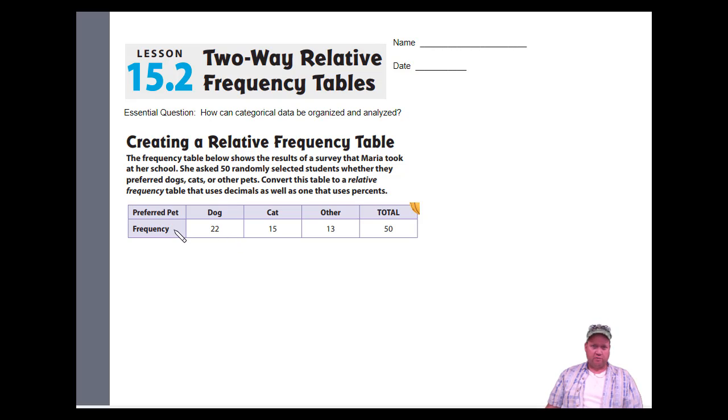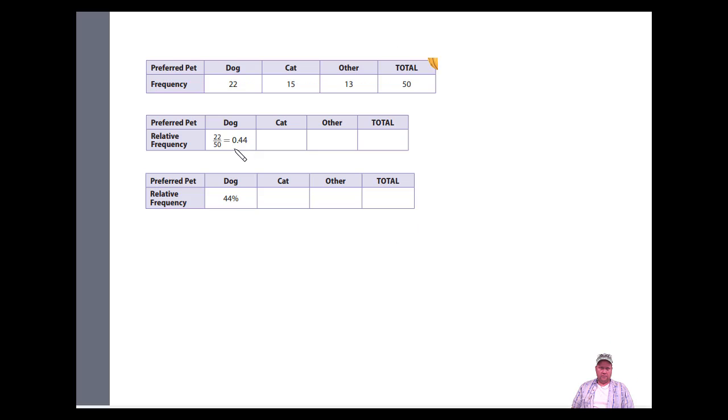For example, in this first problem, you can see that it looks like we've asked a total of 50 people. And just by looking at the columns, I can see that we asked those 50 people whether they like dogs, whether they like cats, or if they had an other preference. And so we're going to turn this table into a frequency table, which means we're going to take these numbers here and turn them into fractions out of a total of 50 people.